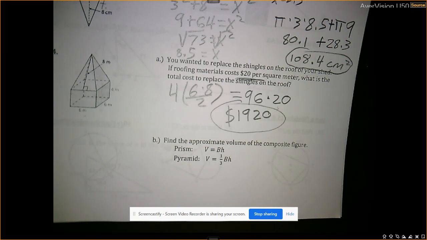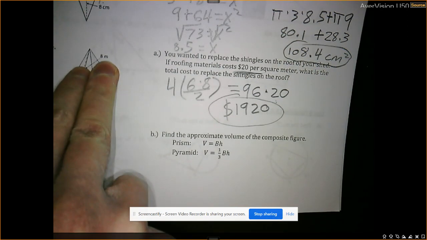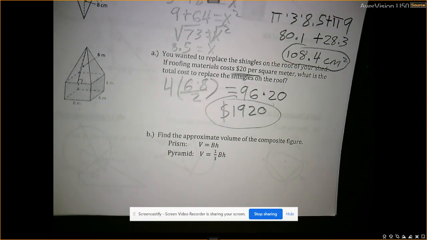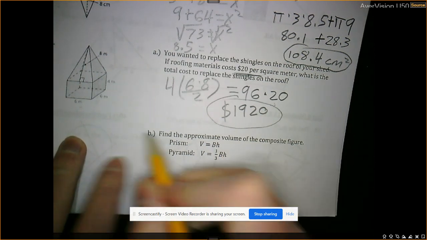Okay. The nice thing here for volume in B is that volume of composite figures is not hard at all. It's just find the volume of the prism on bottom, find the volume of the pyramid, and it's giving you the formula for each, so that's not bad. Okay, so let's do the prism first because that's what they have.